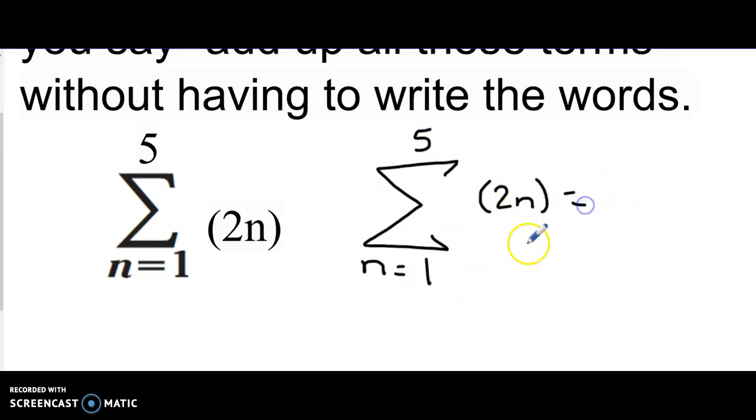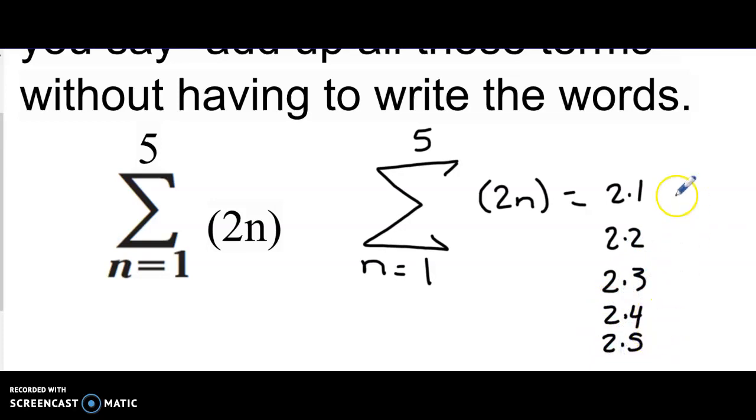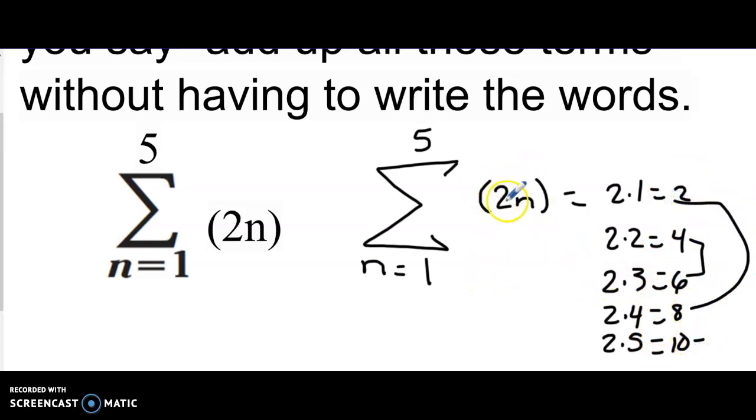So for this one, you would do 2 times 1, 2 times 2, 2 times 3, 2 times 4, 2 times 5. Get all of your answers, 2, 4, 6, 8, 10, and then you're going to add up all of these numbers. So that's 10, 20, 30. So the answer here is going to be 30.